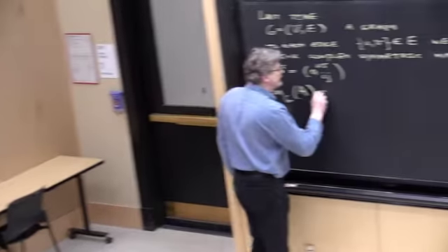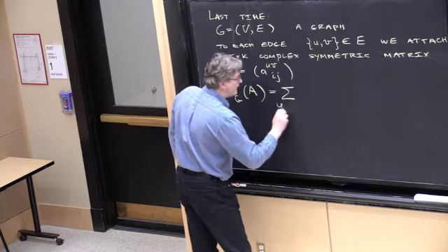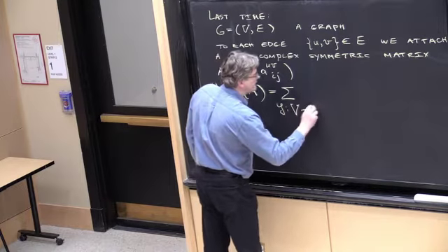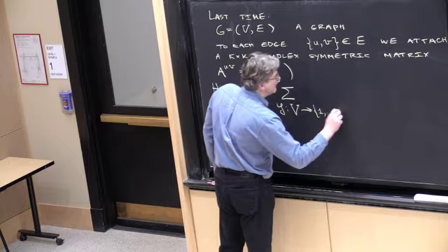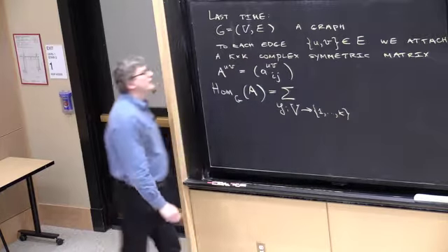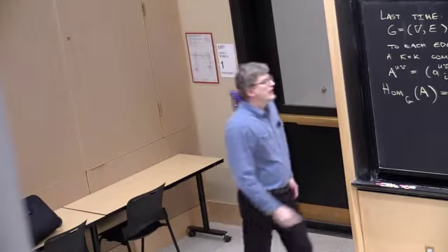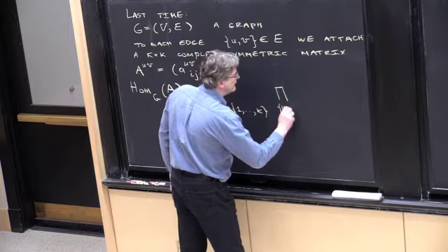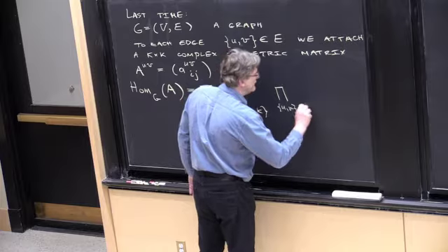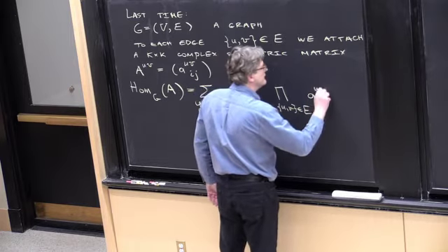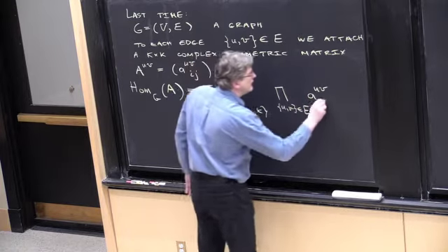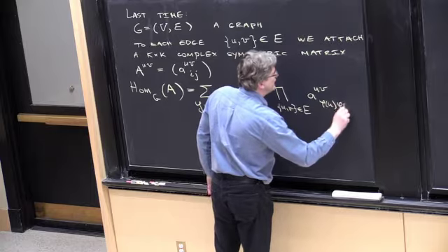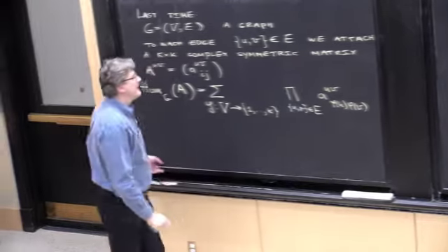So you take the sum over all possible colorings of the vertices in k colors. And then what you do, you take the product over all edges, the corresponding element of the matrix, right?